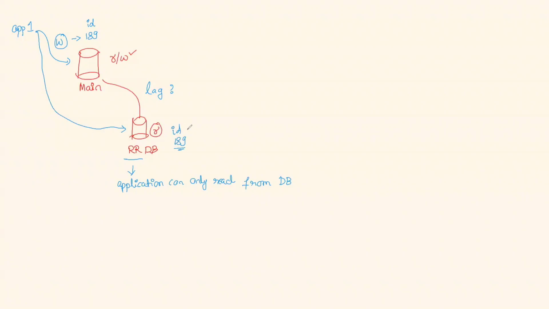We assume that this information is present, but how did this information get here? This is because the main database and the read replica database will always try to be in sync. Every millisecond or every second, this read replica tries to pull all the new records.